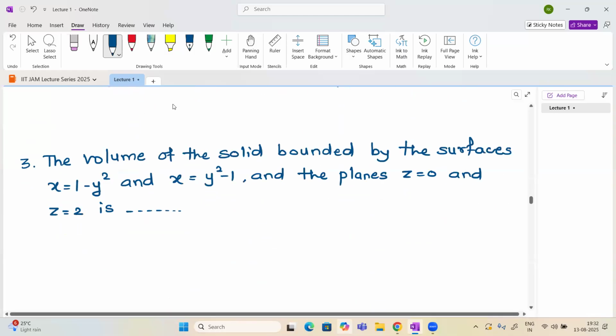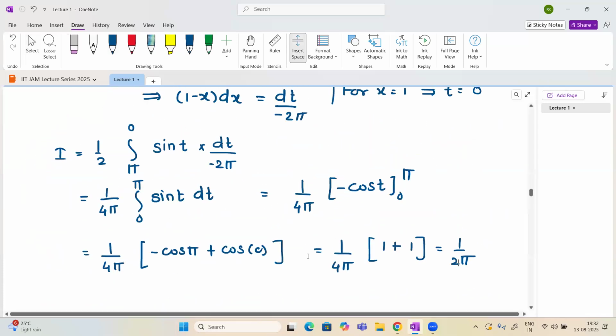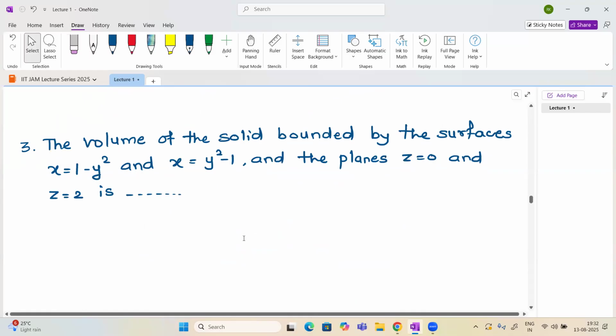Let us move further. In the next, I hope all of you understood. Any doubt you have in this second problem? No, sir. Perfect. Okay. So the third problem, we have to find the volume of solid.